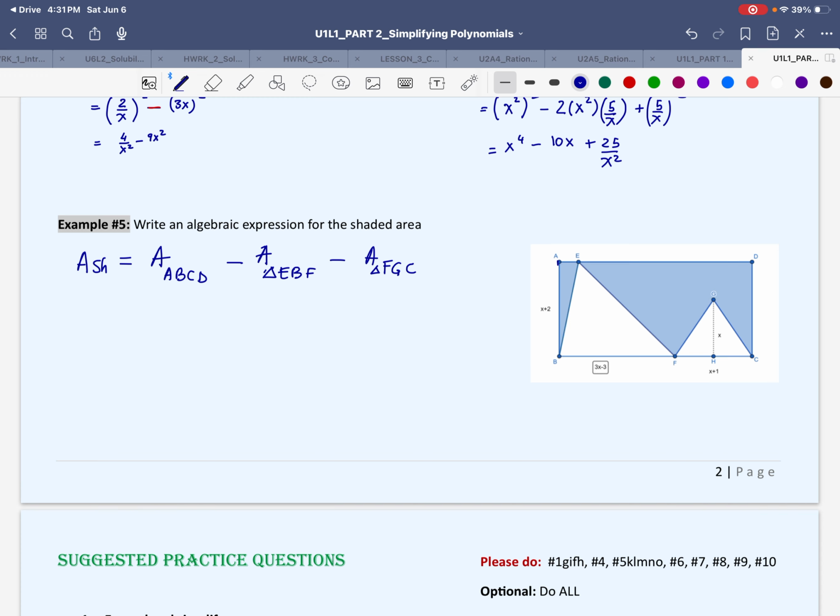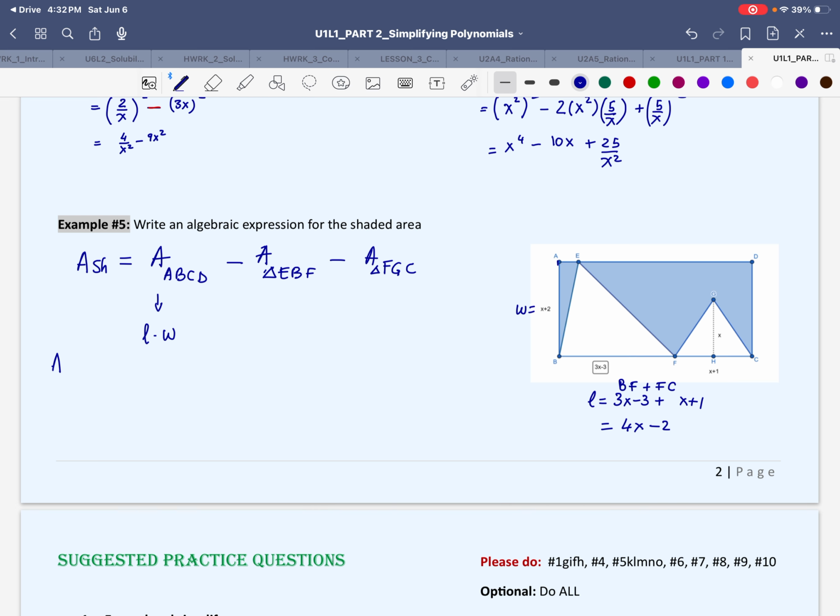This is not the only way to approach this problem, but I would say that that is probably the more practical way. So when you look at the entire rectangle, you see that it has the length of 3x minus 3 times x plus 1. So remember, that's length times width. So the length here would be 3x minus 3 plus x plus 1. The way I know it is because the length is BF plus FC. And that will simplify to 4x minus 2. The width, on the other hand, is given to be x plus 2.